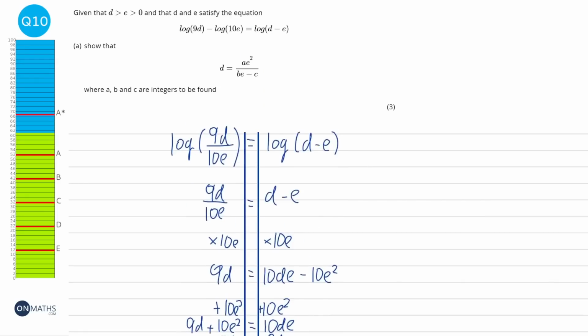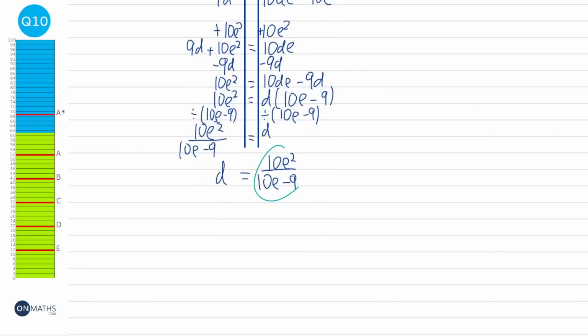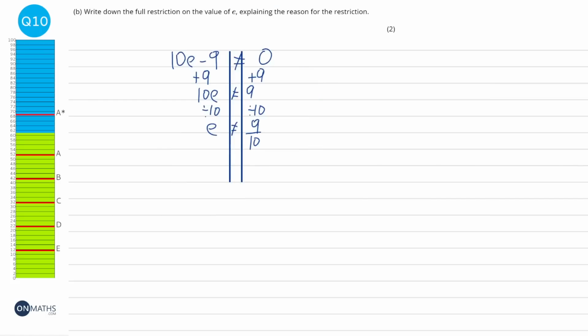If we go up to the top, it says that d must be greater than e, which must be greater than 0. Now, if you have a look at this part here, you notice that the e will be squared at the top, which means that the e will always be positive for the top section. And in fact, let's just write that in, it might be a bit easier. Have it all on here. So we've got d equals 10e squared over 10e minus 9. And we're saying that this will always be positive.